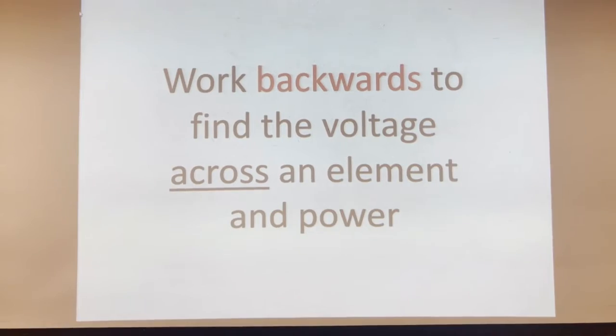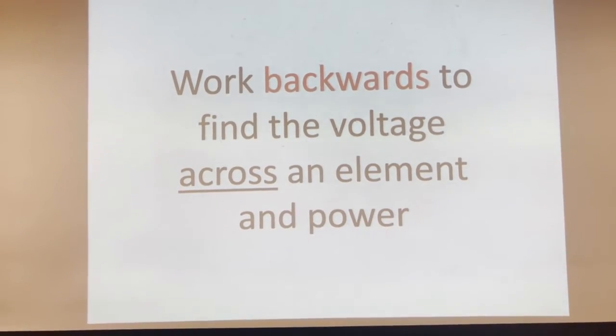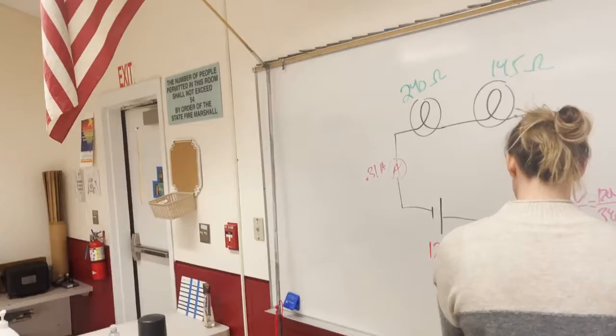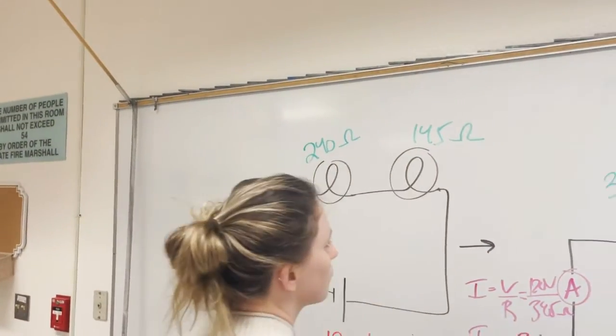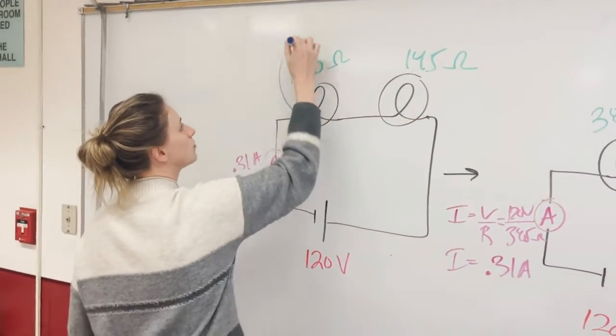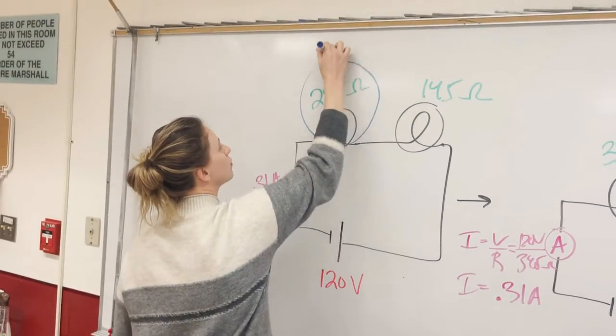Okay, work backwards to find the voltage across an element and the power. So let's choose, which one do you want to choose? The 240 or the 145 ohm? Let's just do 240. So we're first finding the voltage. What's the voltage going to be? Okay, so we put a little voltmeter right here.